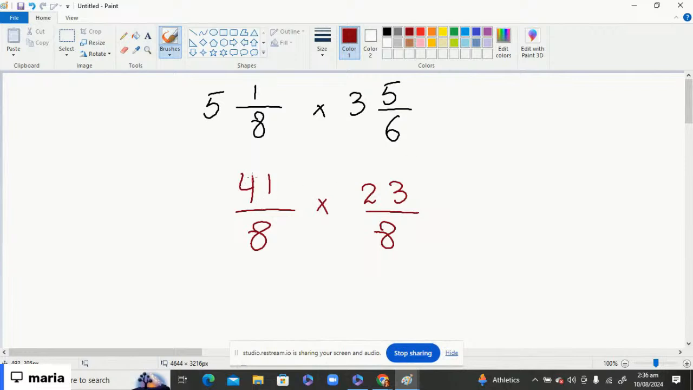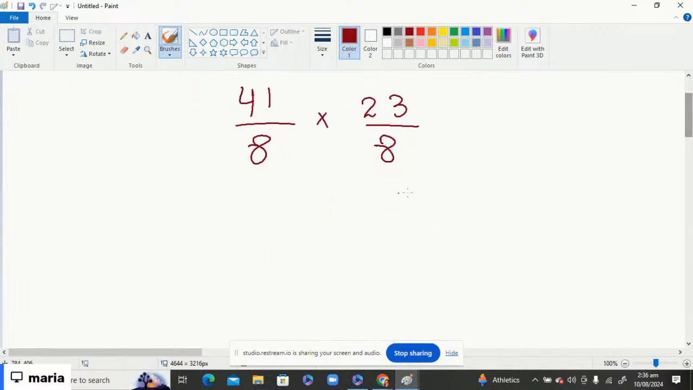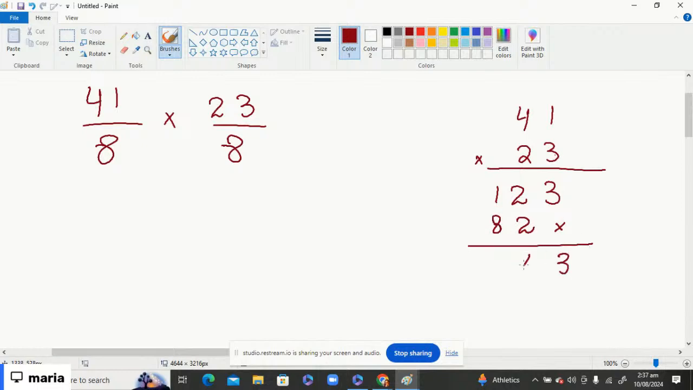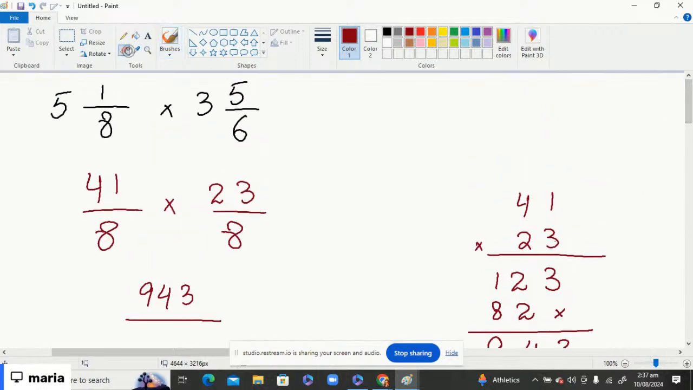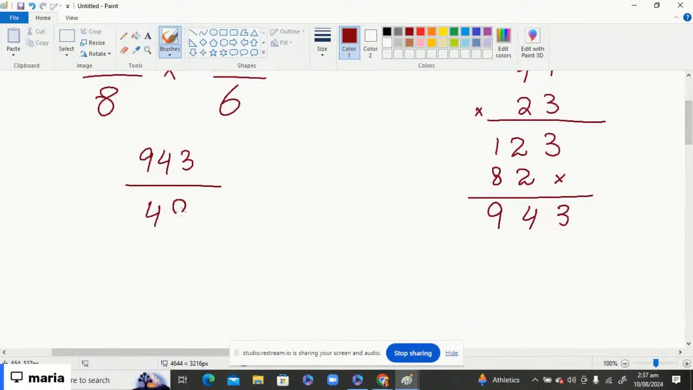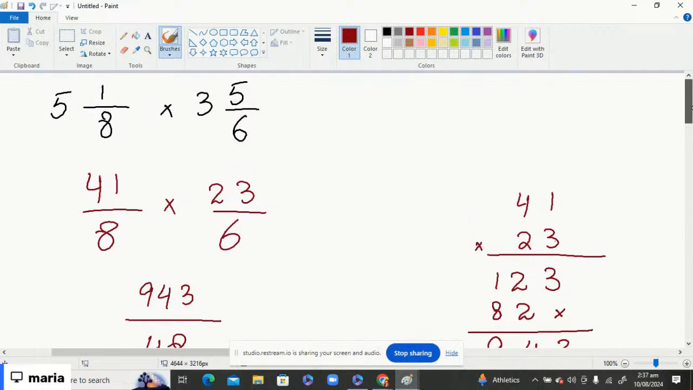We are just going to multiply 41 with the 23. Let's do it. I'm going to multiply here 41 with 23. Okay. 3 times 1 is 3. 3 times 4 is 12. 2 times 1 is 2. 2 times 4 is 8. So it's 3. 2 plus 2 is 4. 1 plus 8 is 9. So that is 943 over. It's 8 and 6. Sorry, I just mistakenly put the 6. Okay, so 8 times 6 is 48.